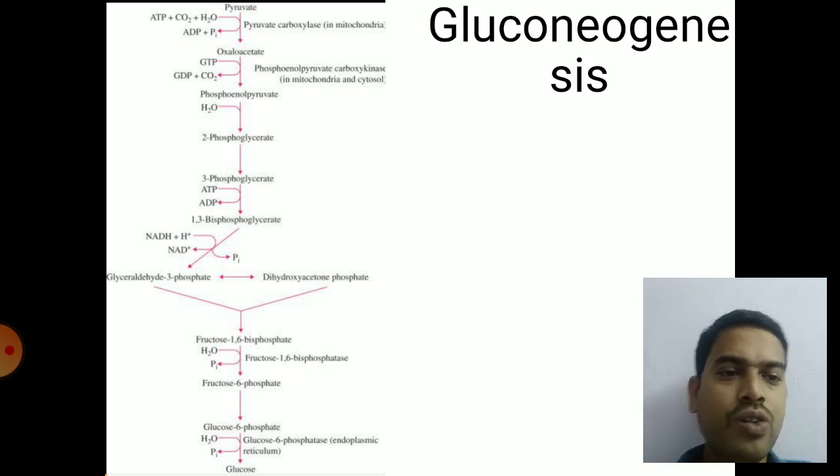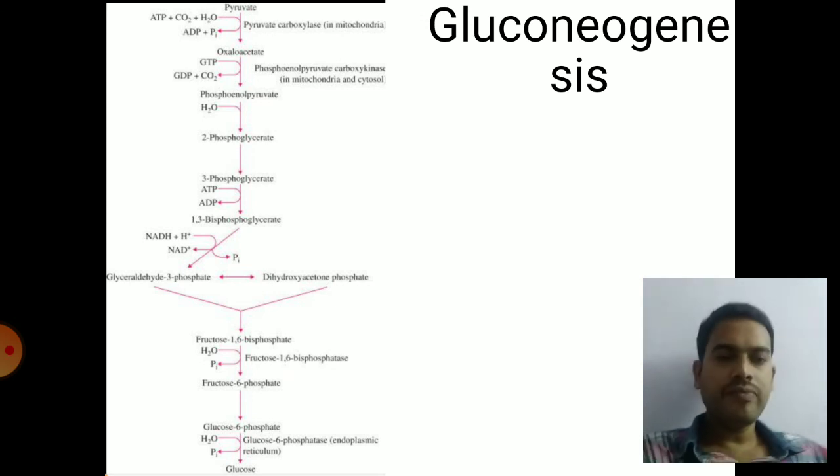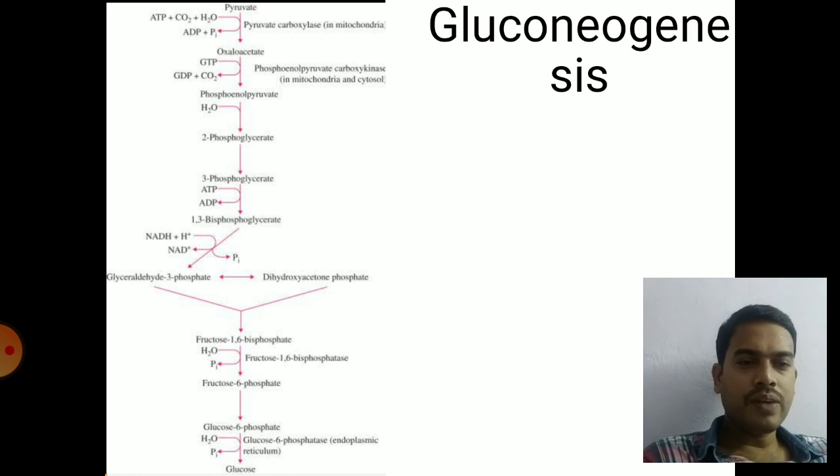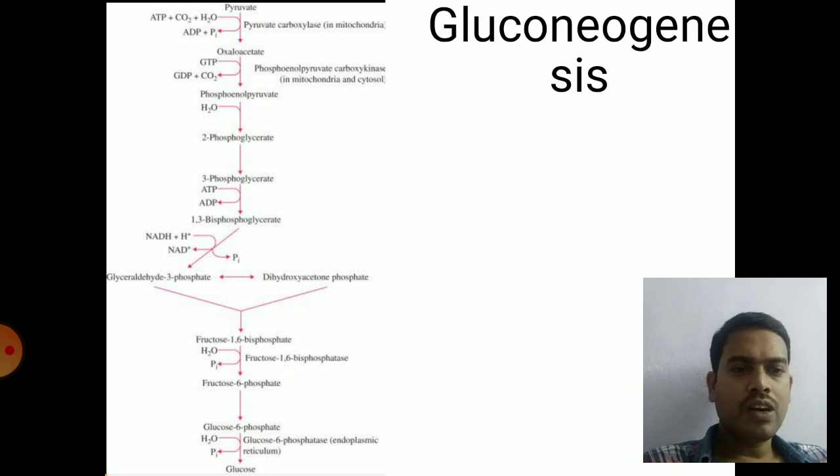So the next one is gluconeogenesis. Synthesis of glucose from non-carbohydrate precursors is called gluconeogenesis. The non-carbohydrate precursors may be lactate or oxaloacetic acid or any amino acid. So it is simply a reversal of glycolysis with a few steps which are specific to gluconeogenesis.